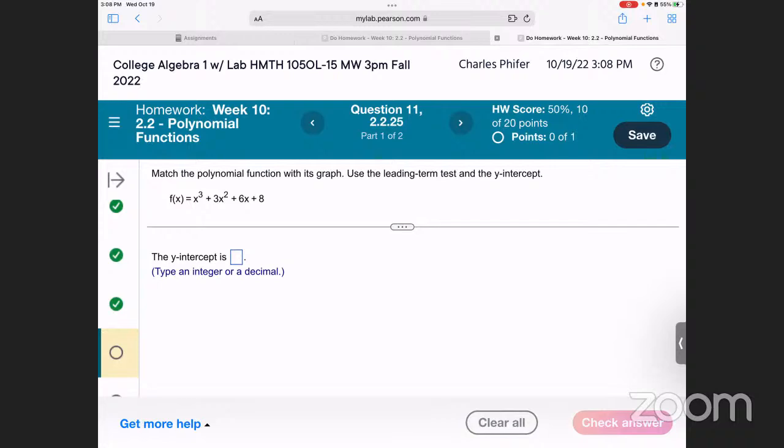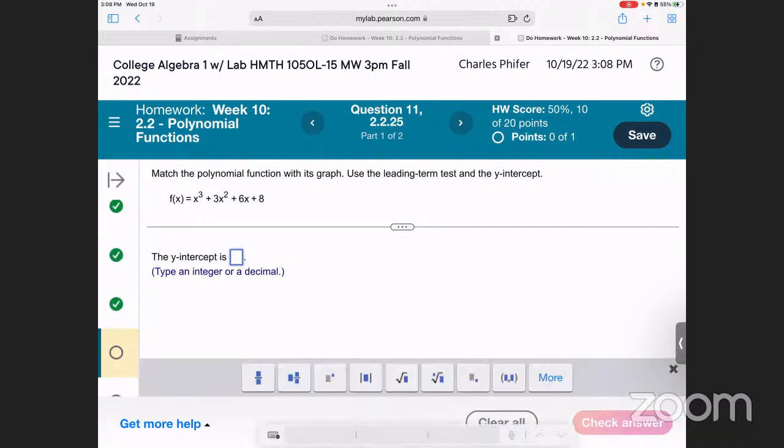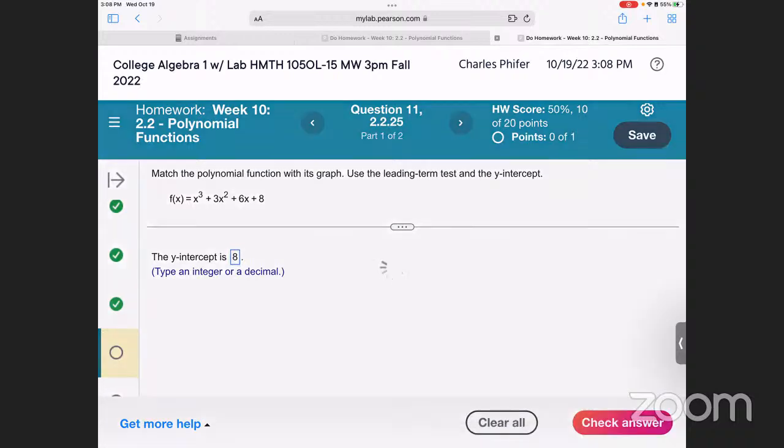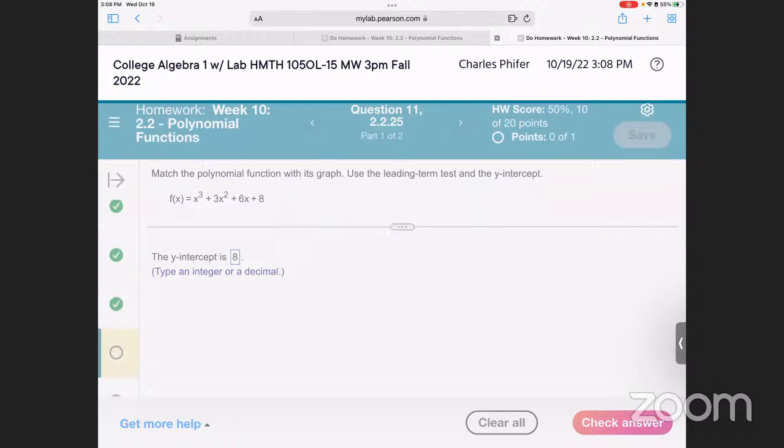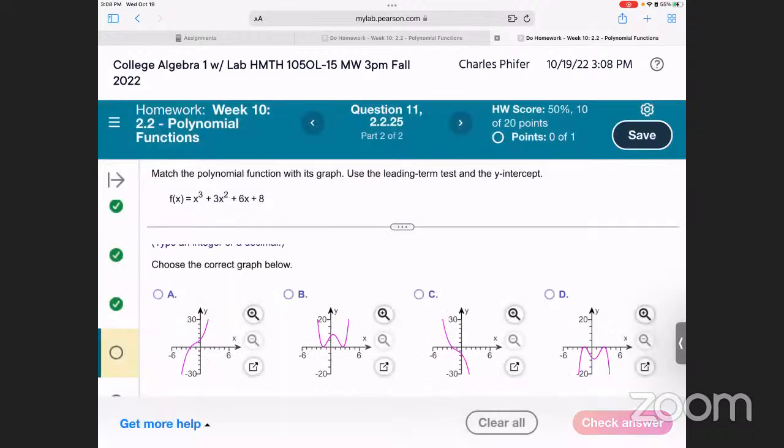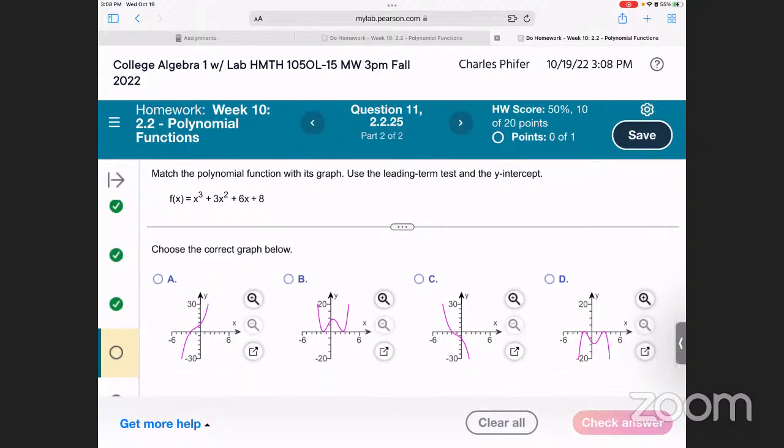Okay, the y-intercept, if we set x to 0, the output is going to be 8. Let's see. Okay, so if we use the leading term test, right? The leading coefficient is 1, which is positive, so that means it should go up to the right. So it can't be C and it can't be D. The degree of the polynomial is 3, which is odd. That means the other side does the opposite. So we need something that goes up to the right, down to the left, and there's only one choice that does that.